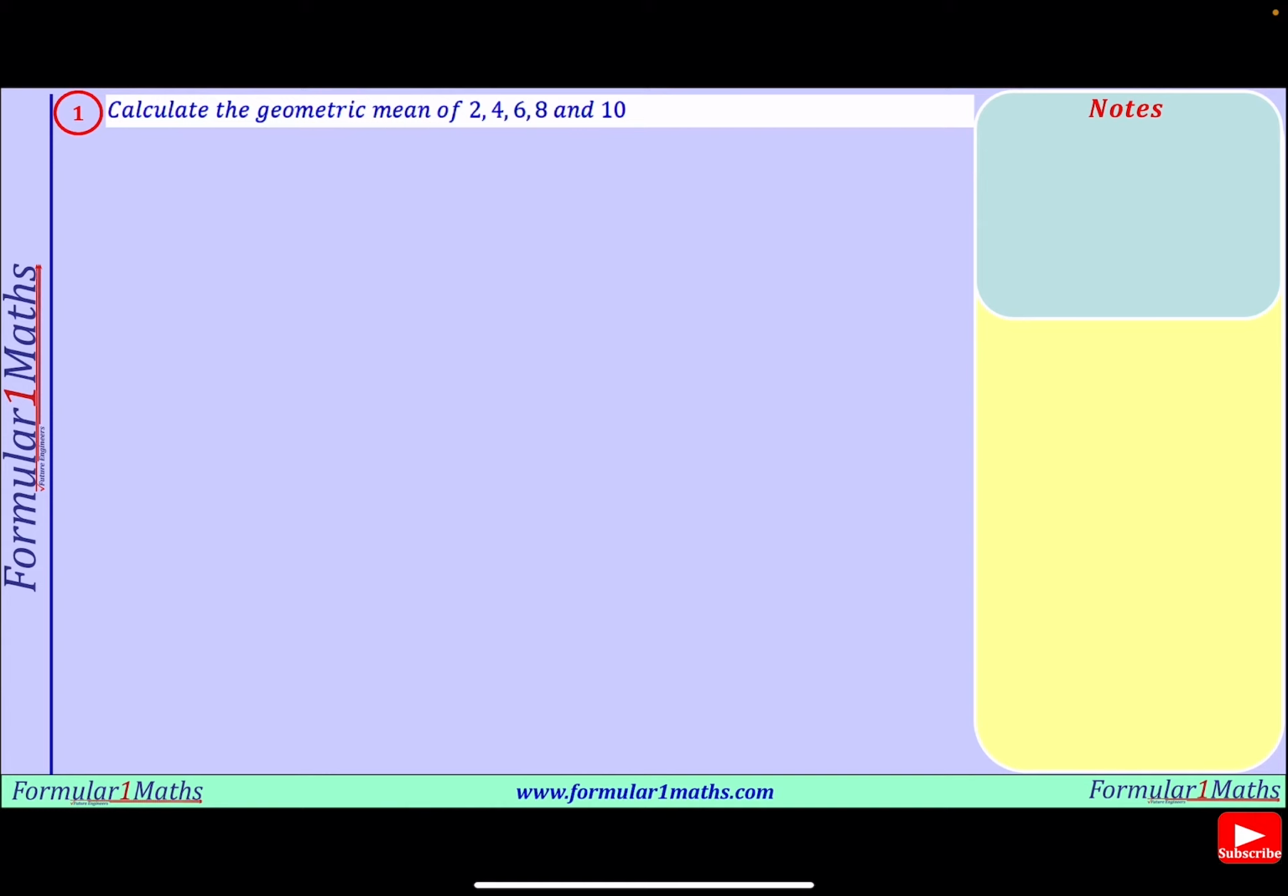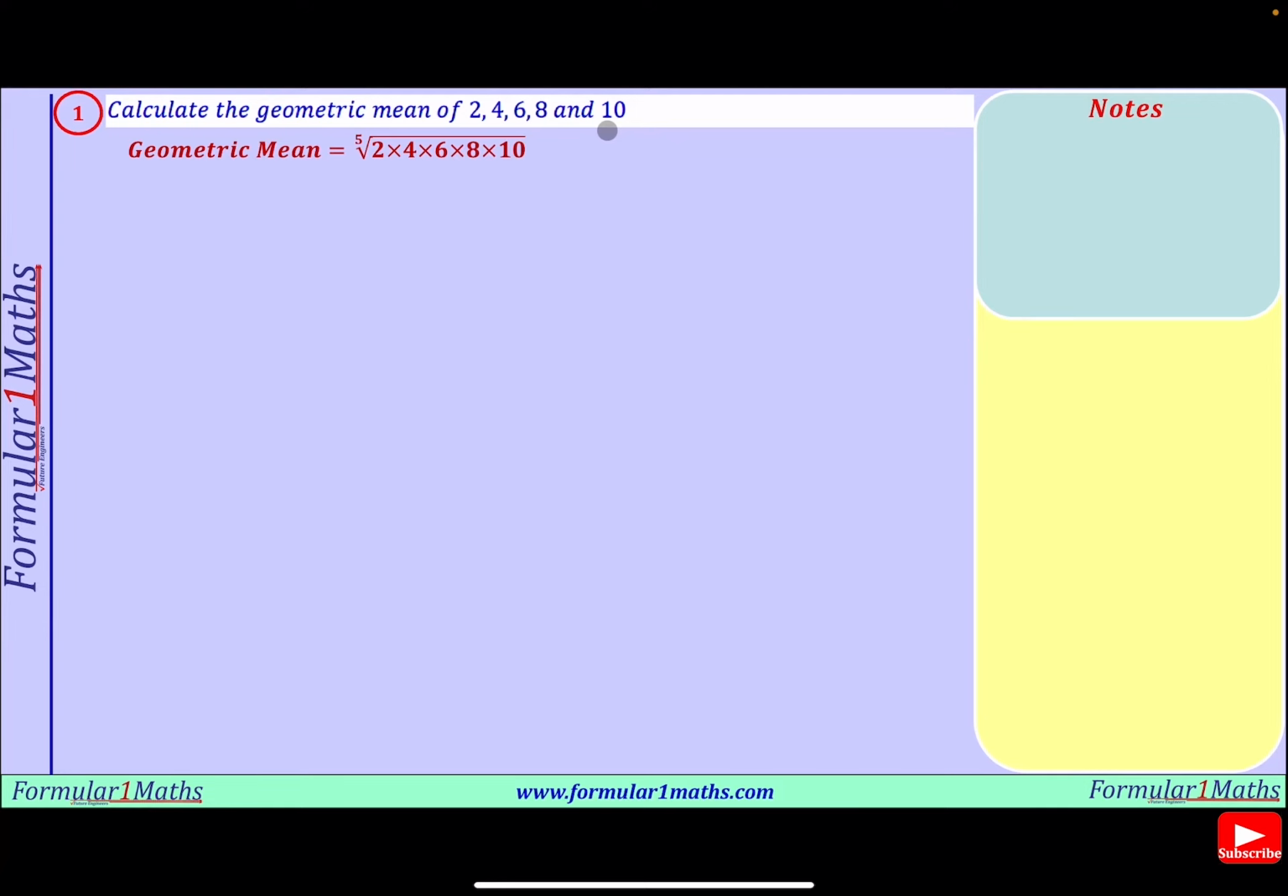Question 1. Calculate the geometric mean of 2, 4, 6, 8, and 10. So here, this is given by the fifth root of 2 times 4 times 6 times 8 times 10. Fifth root because we've got 5 numbers: 1, 2, 3, 4, 5. And then you will need your calculator to do this calculation.